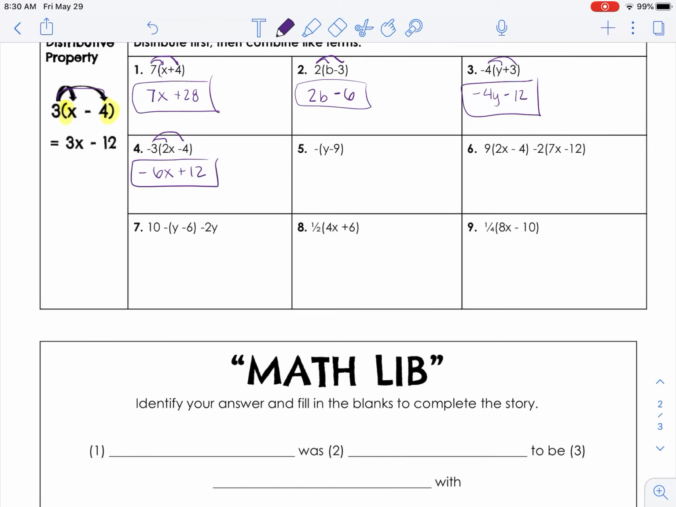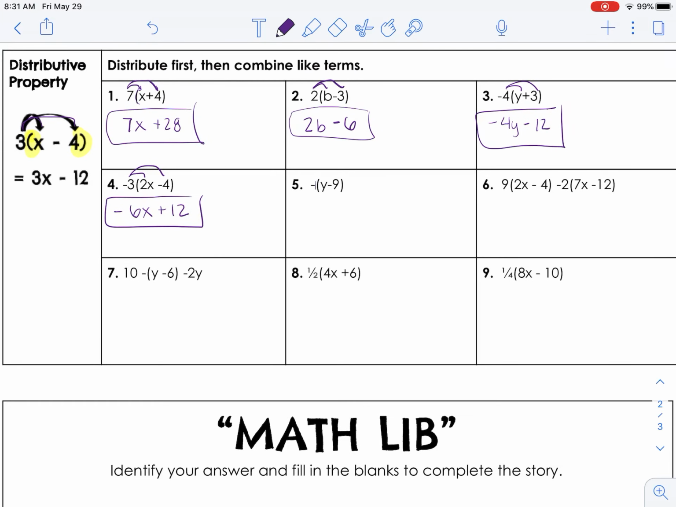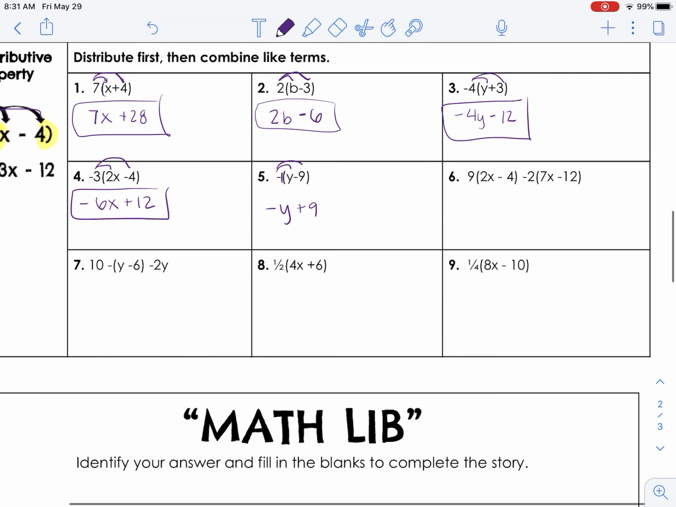Number 5 is a little different because it's just a negative sign. But remember, there's always an imaginary 1 right there. So we're just going to multiply negative 1 times y is negative y. And negative 1 times negative 9 is positive 9. So anytime you see just a negative sign, you're essentially flipping all of the signs inside of the parentheses. So there's our answer for 5.